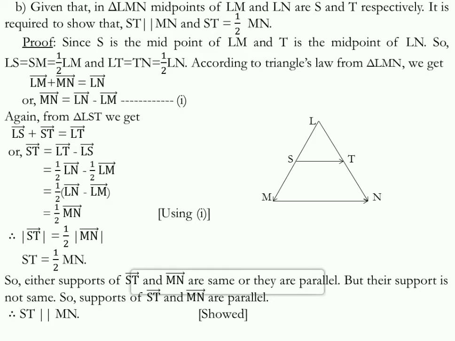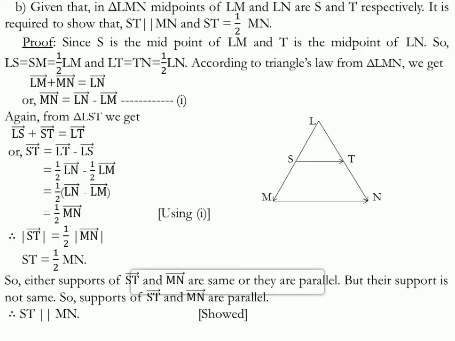Again, in triangle LST, LS plus ST equals LT, so we can write ST equals LT minus LS. LS is half of LM and LT is half of LN. So taking half common, it can be written as half of LN minus LM. From equation 1, LN minus LM is MN. So it becomes half of MN. So ST equals half of MN. Now the vector ST equals half of the vector MN.